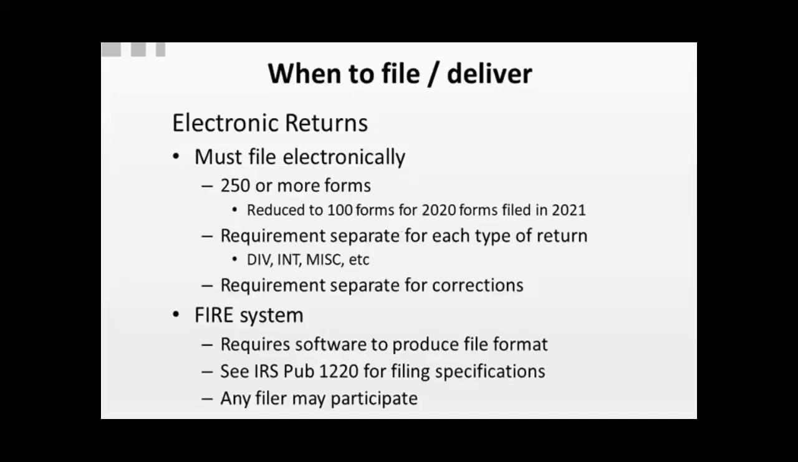Now, for 2020 forms filed in 2021, that number is being reduced to 100 forms. So if you're filing 110 forms and saying I can still file on paper for 2019, for 2020 you will have to file electronically or be out of compliance.